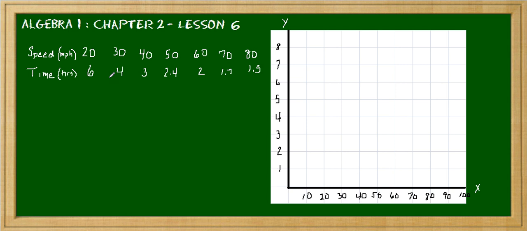So if we let x represent the average speed and y represent the time, we can write y is equal to 120 divided by x. Now, how do we know that the driving distance was 120?